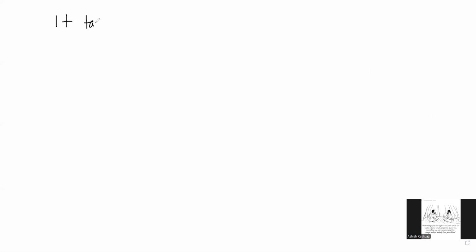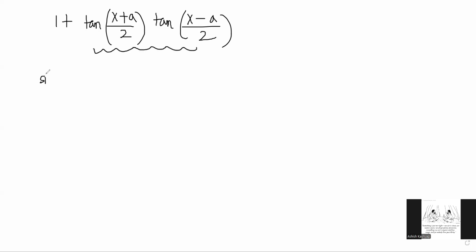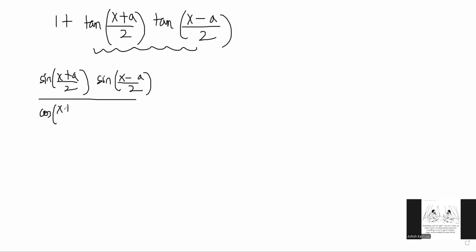You can just say 1 plus tan of (x plus a)/2 multiplied by tan of (x minus a)/2. You can write it as, let's first focus just on this part. It will be sine of (x plus a)/2 sine of (x minus a)/2 divided by cos of (x plus a)/2 cos of (x minus a)/2, right? I'm just trying to calculate this. So I have written it like this. What should I do here? First step is to multiply by 2 up and down, right?